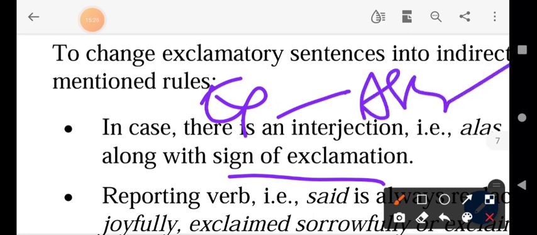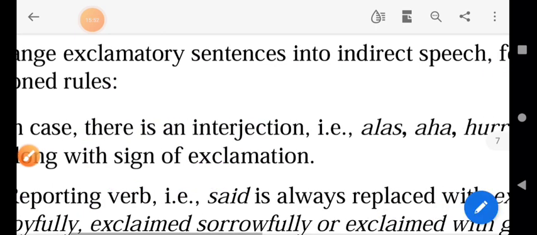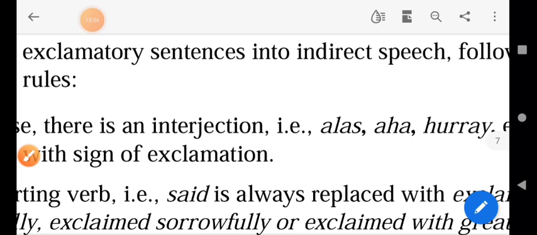That is more important. We should not rewrite the same exclamatory sentence in the reported speech. We should change the exclamatory sentence into an assertive sentence, ending with a full stop. The sign of the exclamation mark we have to delete and drop, and the interjection words we also have to delete.